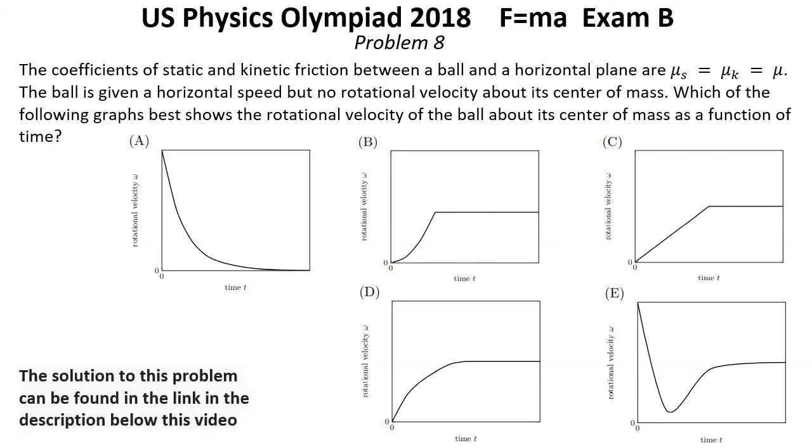Problem number 8. The coefficients of static and kinetic friction between a ball and the horizontal plane are μs equals μk equals μ. The ball is given a horizontal speed but no rotational velocity about its center of mass. Which of the following graphs best shows the rotational velocity of the ball about its center of mass as a function of time?